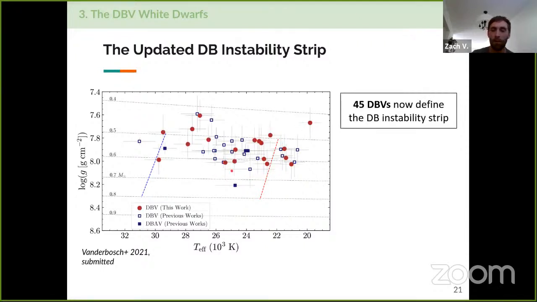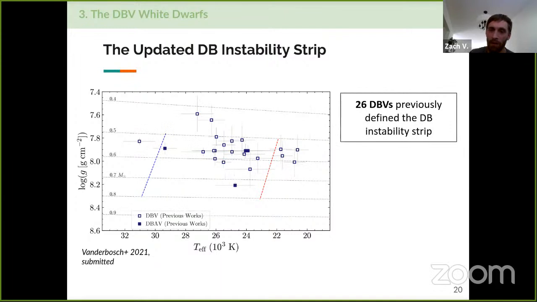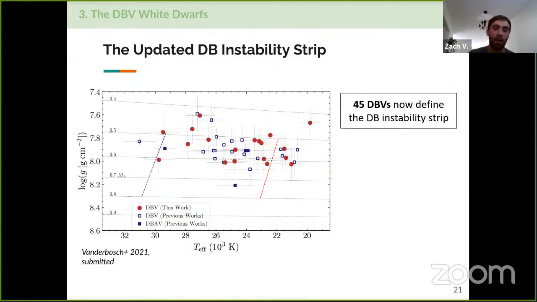So here are the ones we've found added in, which brings the total to 45. I think I might have had this number wrong. This should be 28 instead of 26, but whatever. We're in the mid 40s now. And the statistical strengths are better, but I think we're still hoping to maybe increase the number a little bit, especially towards the edges, because that's what really helps define the instability strip. And the blue edge in particular is rather poorly defined, even with the 2 more objects that we found.